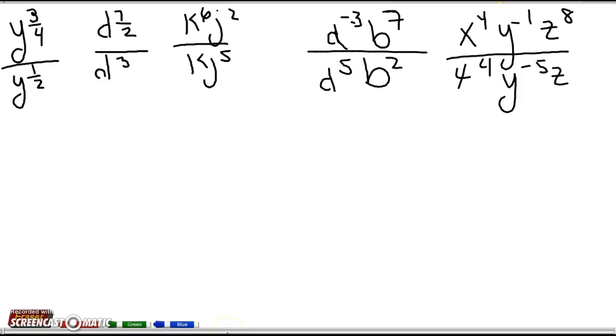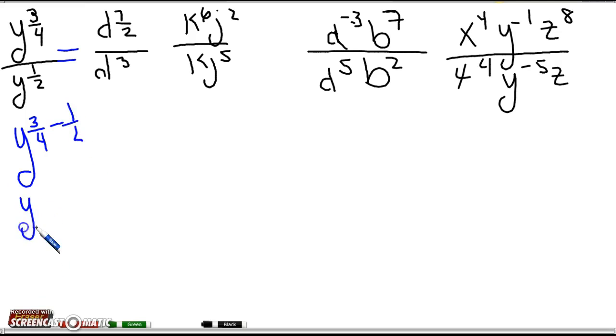Let's do the guided now. So the first one, y to the 3/4 divided by y to the 1/2. So I get y to the 3/4 minus 1/2. And when I do that, I get y to the 1/4. And for those who don't remember the fraction part, I change this 1/2 to 2 over 4 by multiplying top and bottom by 2. And I get 2 over 4. And I just get 3 minus 2, which is 1 over 4.